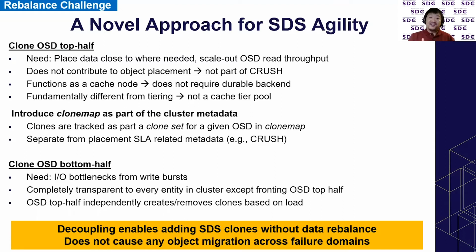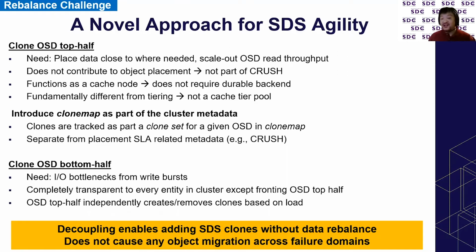Let me continue on the bottom half. So imagine the scenario where you have targets already deployed, but now some targets are facing a bursty write or some sort of pressure on the target. But the OSD can actually do more work there. Now, the OSD is essentially being limited by the bottom half because it is receiving a lot of pressure. This is where you can actually leverage a clone OSD bottom half to solve that problem.